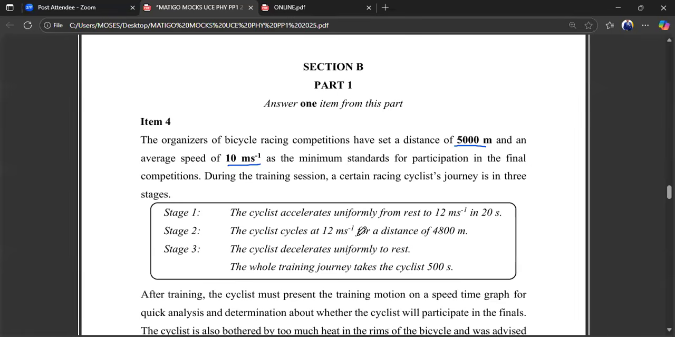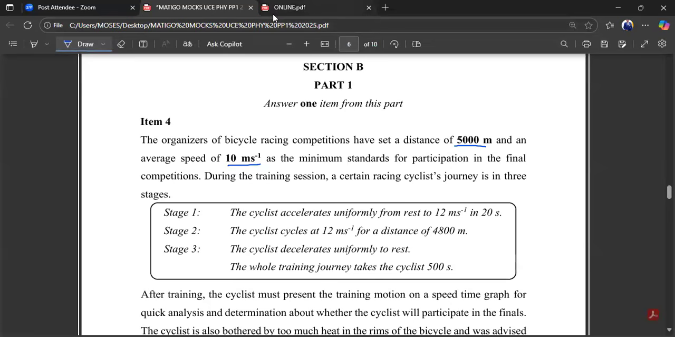But now in the second stage, the person is moving with a constant velocity. Then in the third stage, they are saying the cyclist decelerates uniformly to rest. And lastly, the whole training journey takes the cyclist 500 seconds. Now, our first part is going to be analyzing the stages here.